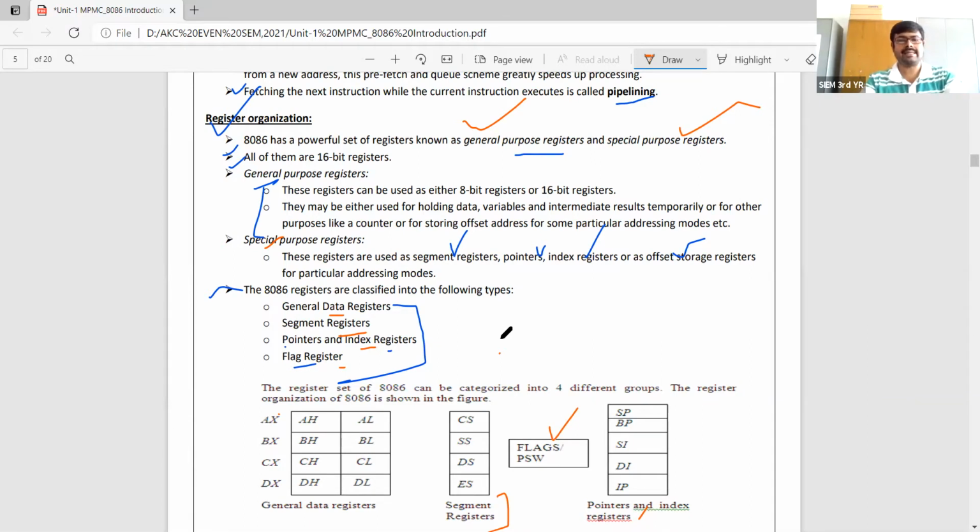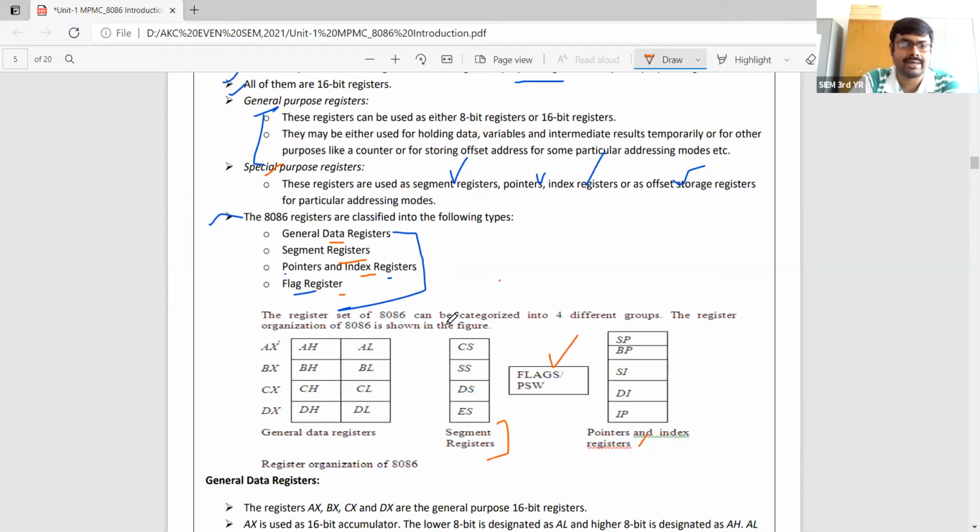The 8086 registers are classified into the following types. So what are the different types we have mentioned? One is called the general data register. Next one is called the segment register. Third one is called the pointers and the index registers. And the last one is called the flag register. So general data registers, segment registers, pointers and index registers, and the last one is basically called the flag register. So these are the four classifications we have seen.